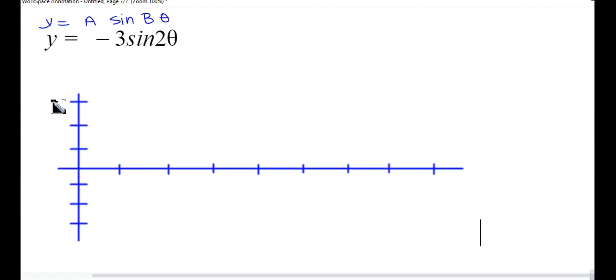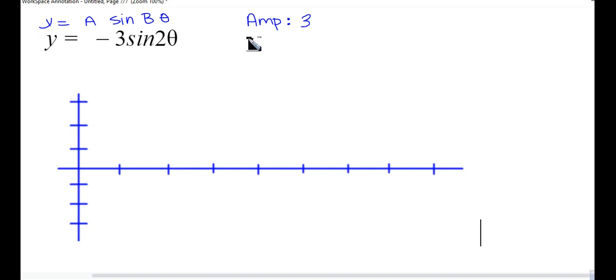All right, so the first thing that I'm supposed to identify is the amplitude. One of the things you want to be careful of is remembering that the amplitude is always a positive number. So I see this negative sign here. I need to think about, what does this negative actually tell me? The negative tells me that I'm going to do the reflection of the graph of 3 sine 2 theta. So my amplitude is 3, but when I graph this, I'm going to do the reflection.